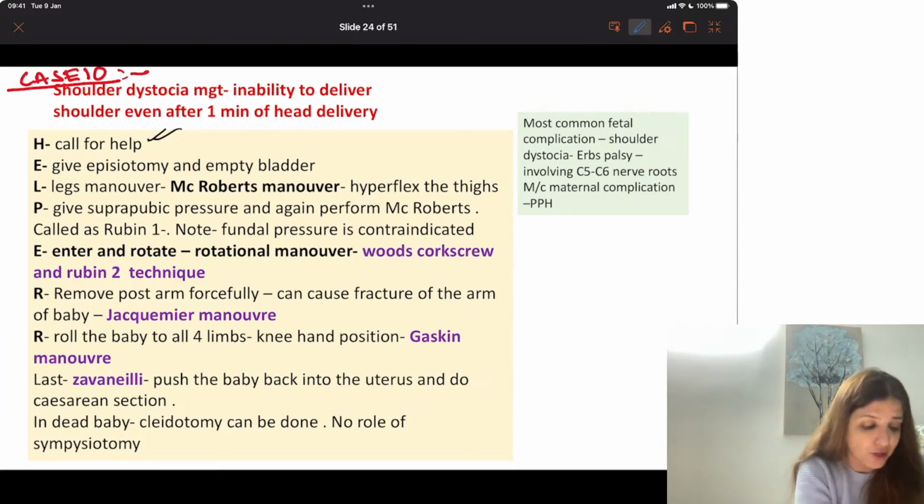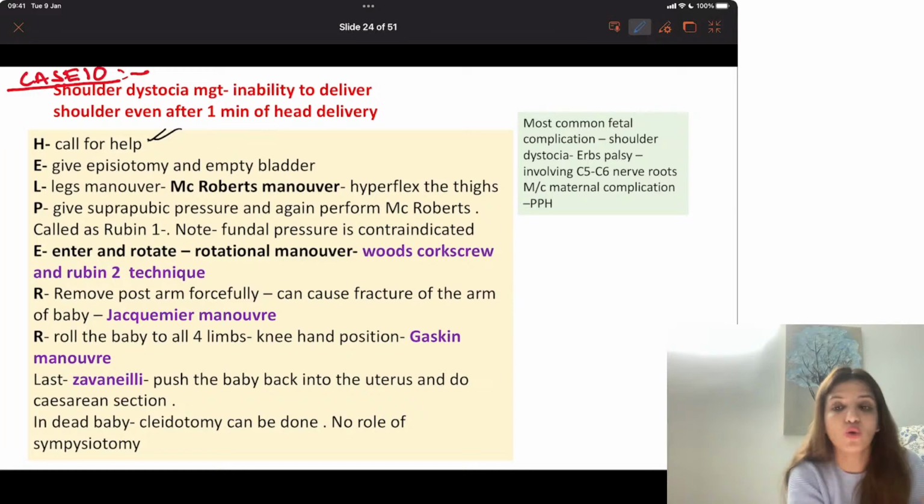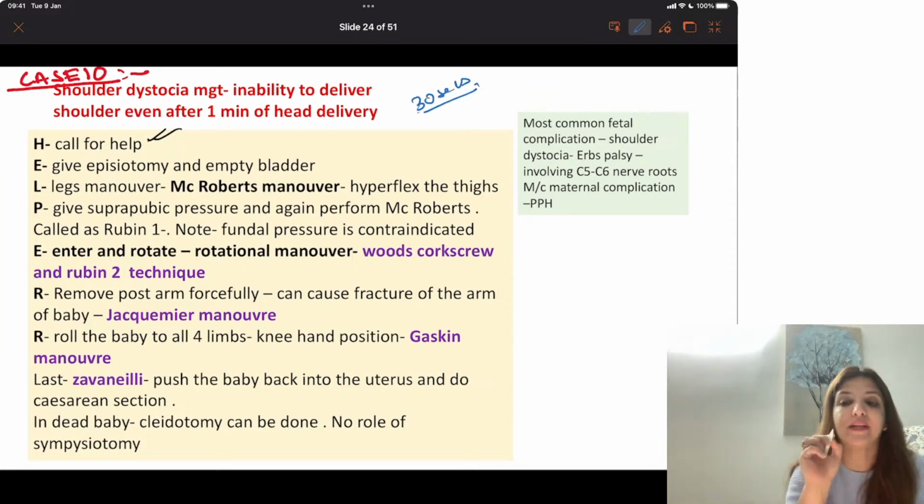In a dead baby, you can fracture the clavicle of the baby, which is called cleidotomy. There is no role of symphysiotomy. Now, each of these maneuvers has to be tried only for 30 seconds. If in 30 seconds that maneuver fails to deliver the shoulders, then you move on to the next maneuver, right?